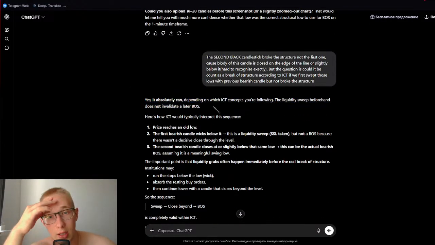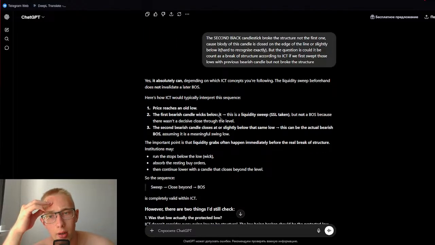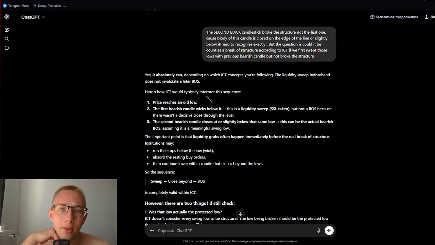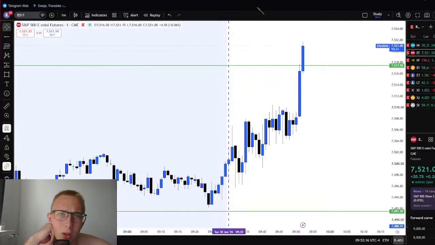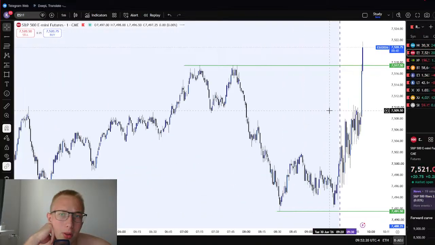Yes, it absolutely can. Depending on which ICT concept you're following, the liquidity sweep beforehand doesn't invalidate a later break of structure. Here's how ICT would typically interpret this sequence. Price reaches a low. The first bearish candle wicks below it, which is a liquidity sweep but not a break of structure, because it wasn't a decisive close through the level. The second bearish candle closes at or slightly below the same low.